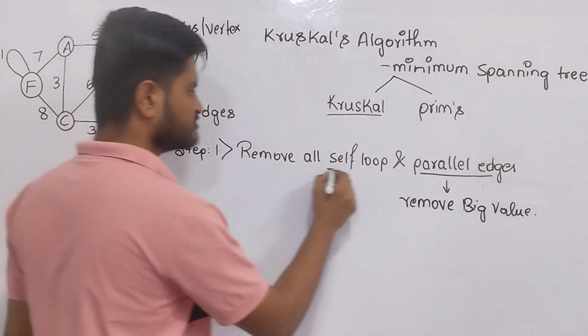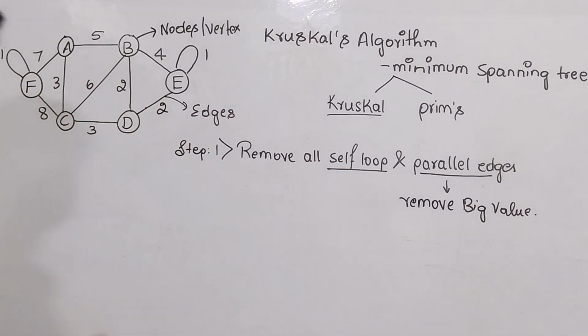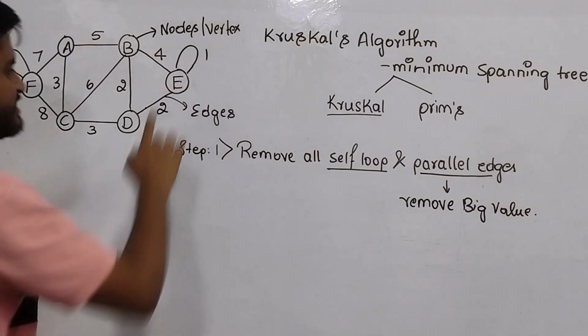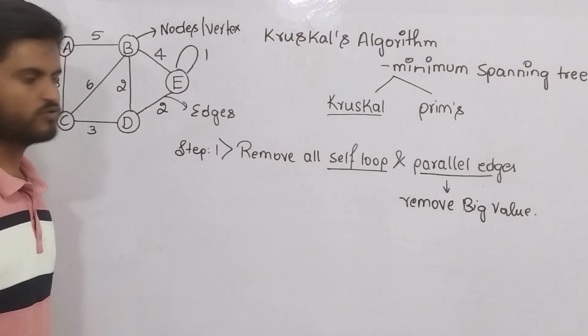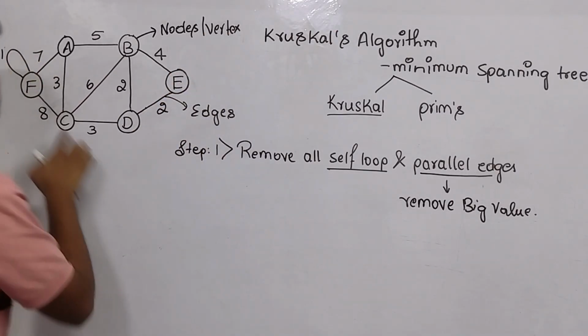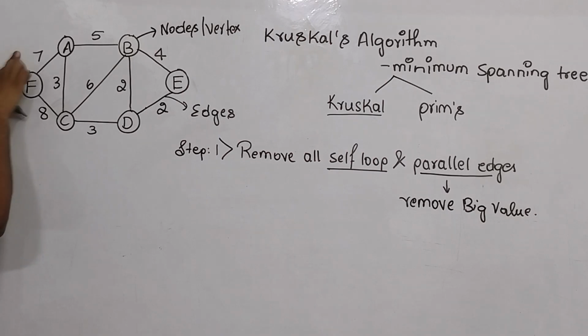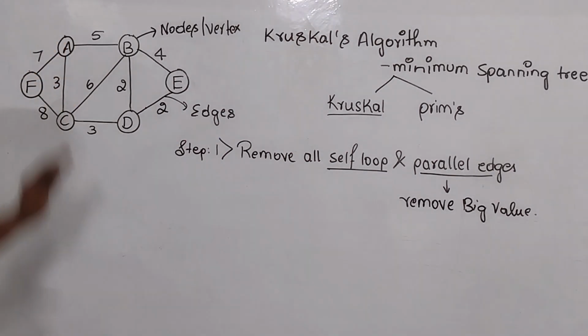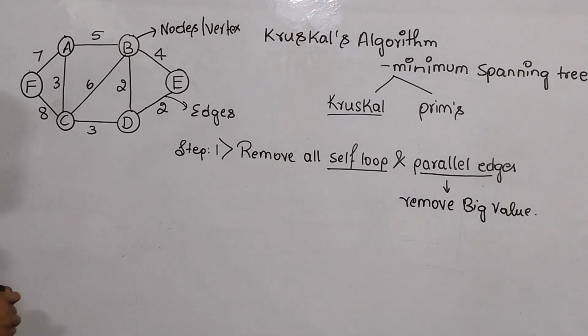Now let's remove self loops. How to remove the self loop? If you see here, node F has one self loop and node E has one self loop. So you must directly delete the self loop. Now there are no self loops and no parallel edges in this given graph. We have removed them. Now let's apply the Kruskal algorithm and solve the problem.